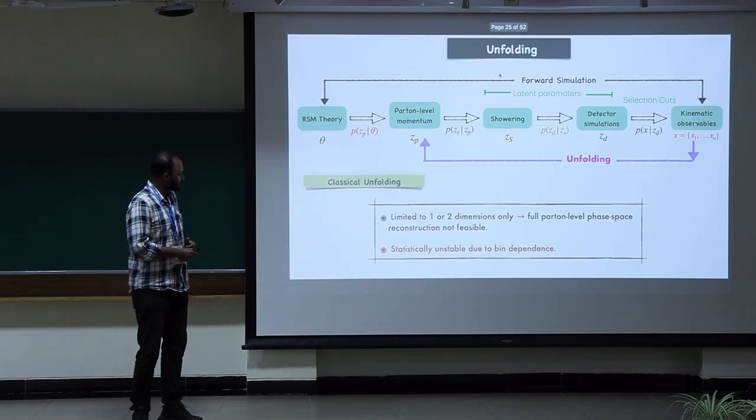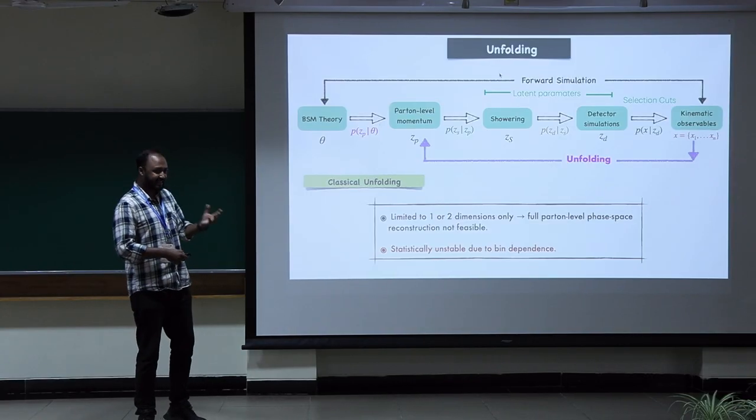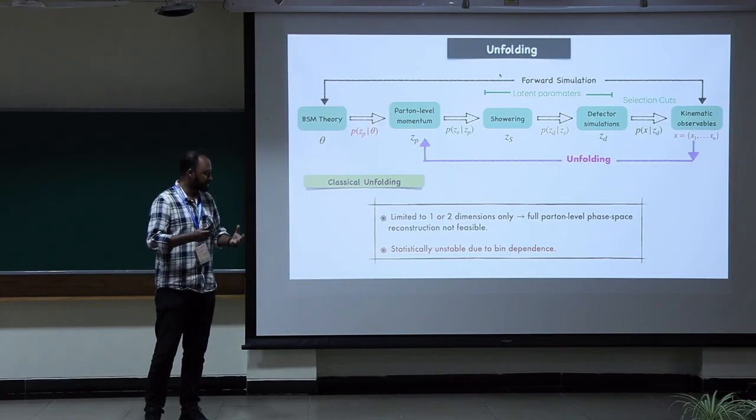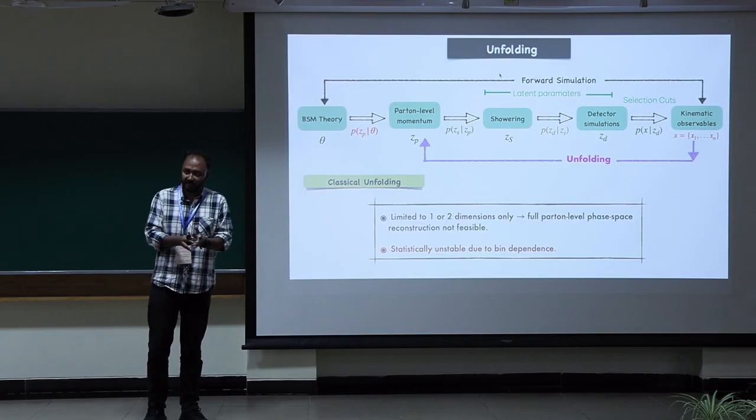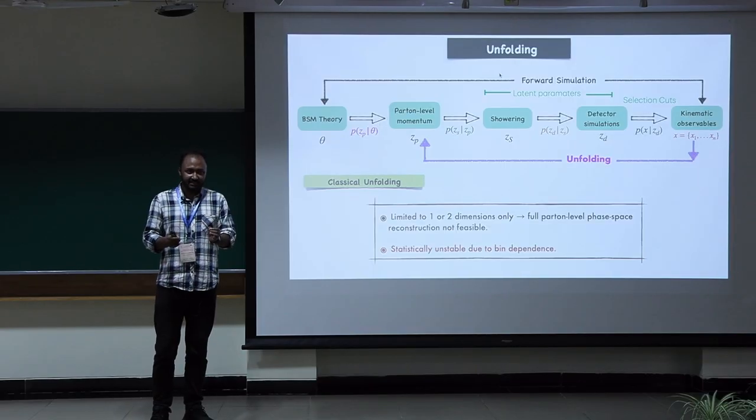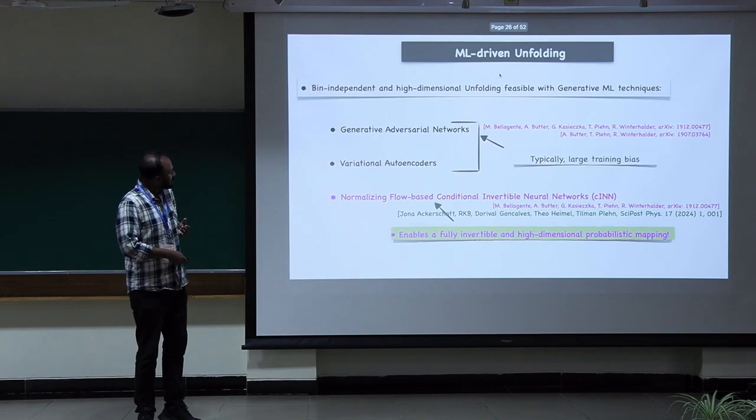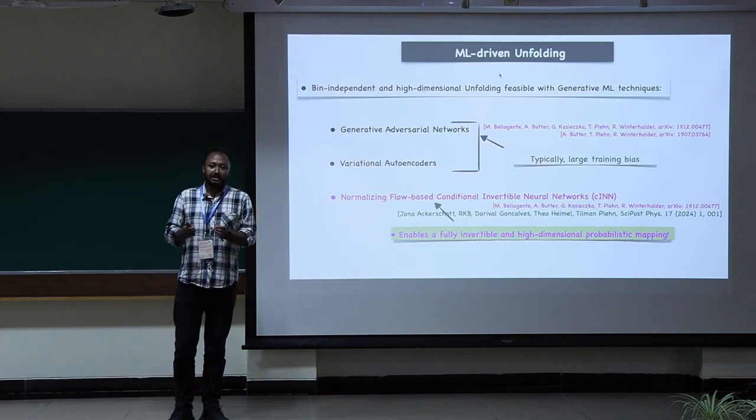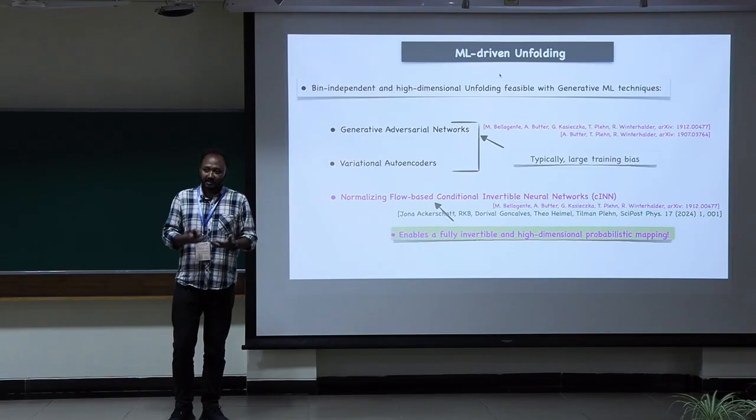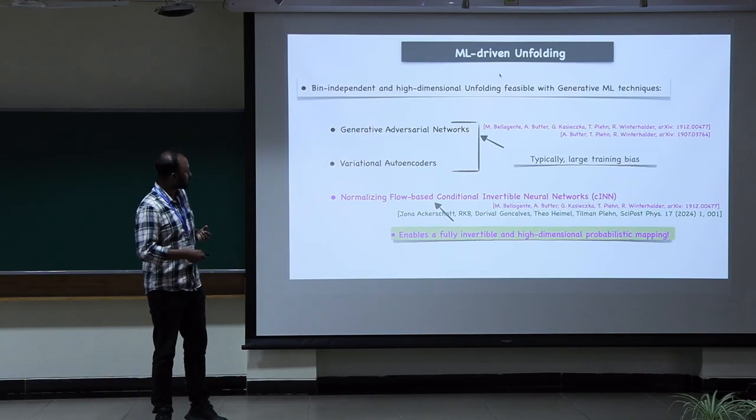Various classical unfolding techniques have been explored in the literature, but these techniques are typically limited to 1 or 2 dimensions. Therefore, a full phase space reconstruction at the parton level is not feasible. Also, these techniques are typically bin dependent, which can make them statistically unstable. Generative machine learning techniques allow us to construct bin independent and high dimensional unfolding models.